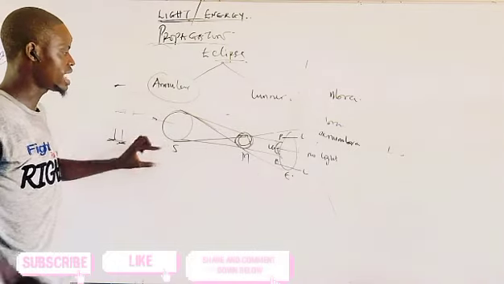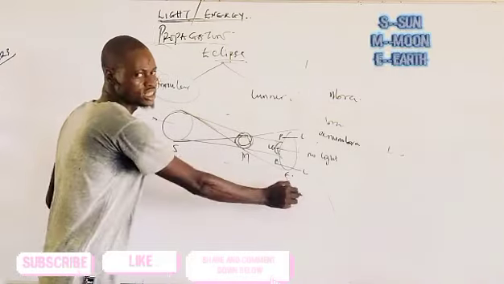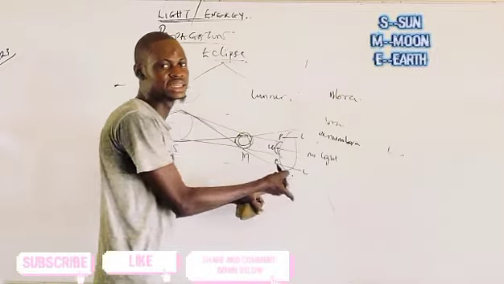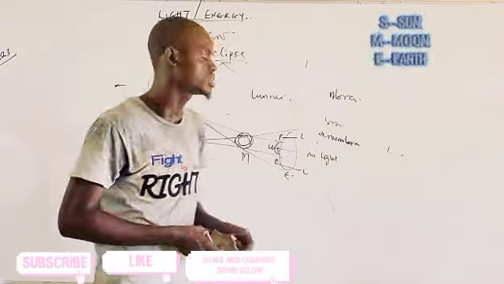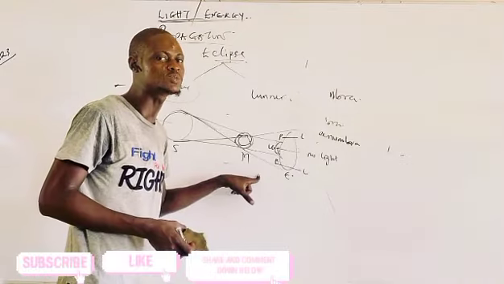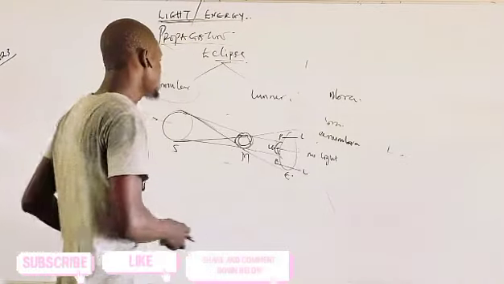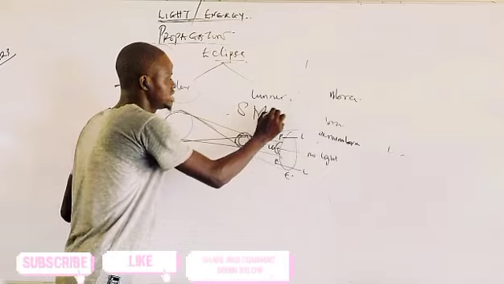Don't forget, an annular eclipse is taken as what? SME: Sun, Moon, Earth. That is an acronym to show that the moon is between the sun and the earth. Now, let me write the acronym SME.